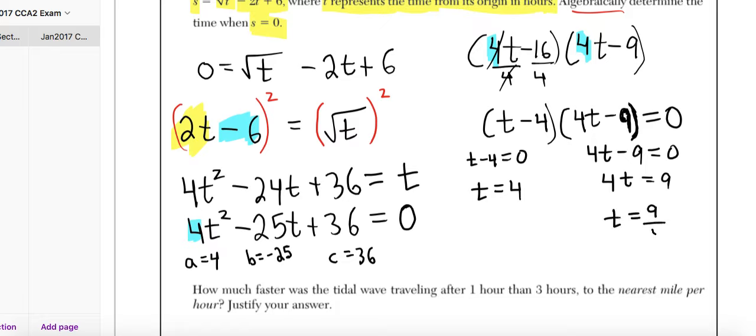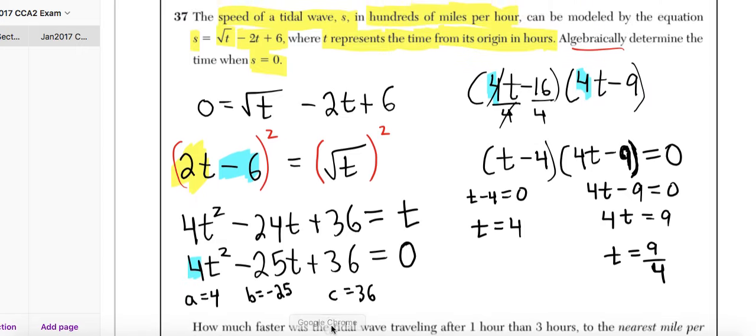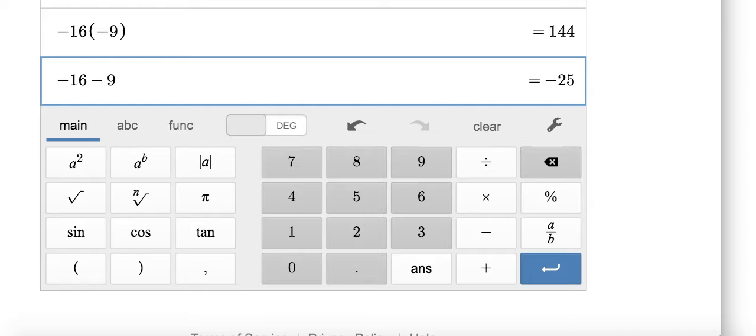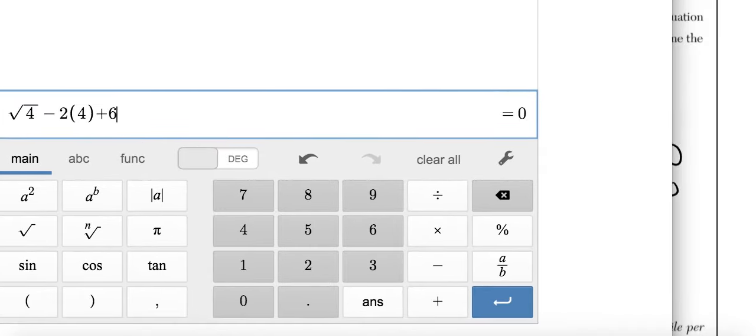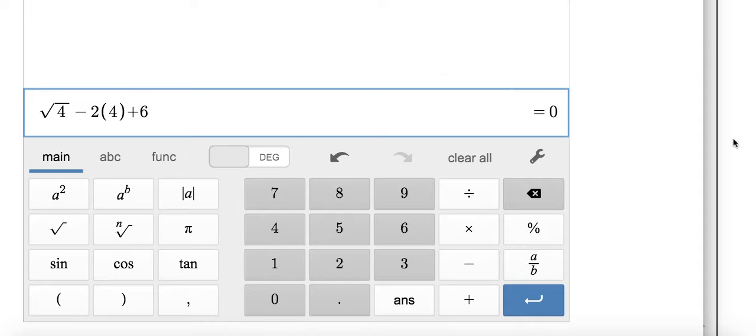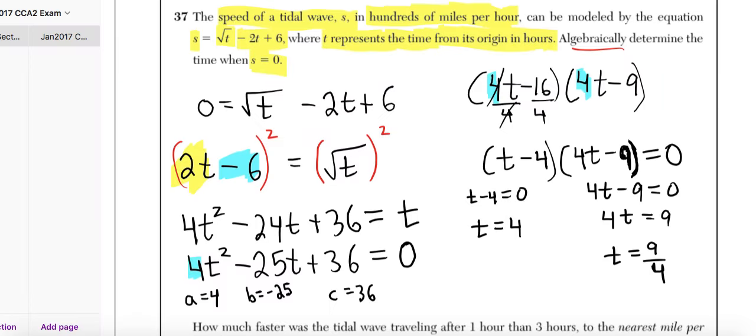Only one of these is going to work. Now, it just said to solve, it didn't say to justify the solution set. So we're going to use our calculator to find out which one we want to reject. So remember, it's s equals square root of t minus 2t plus 6, and we want an output of 0. So I'm just literally going to input both values. One of them was 4. So I'm substituting 4 for t, right? And you see I clearly got an output of 0. So 4 checks out.